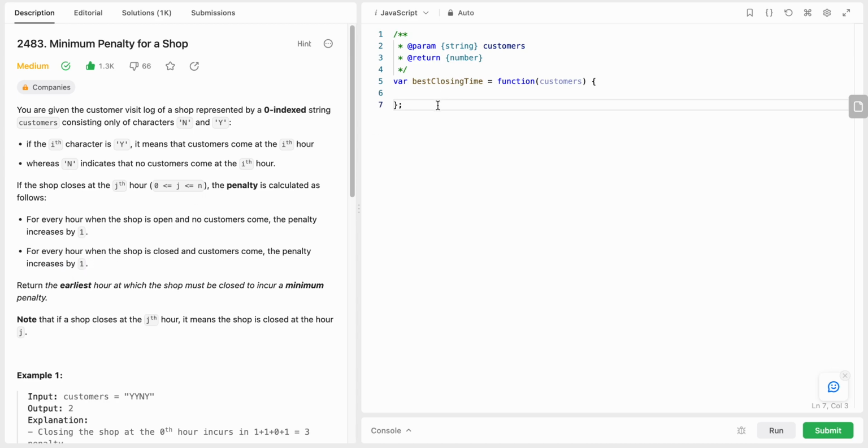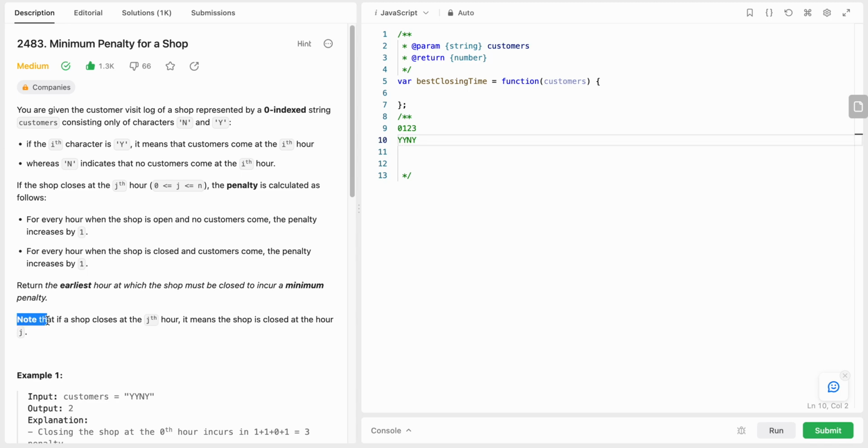Okay, so basically what does that mean? Let's look at this example over here and try to figure that out. Okay, so let's suppose I'm closing my shop at this hour. Okay, so at index 1, so this is 0 1 2 3, so I'm closing at index 1. We are also given that if the shop closes at jth hour, it means the shop is closed at the hour j. So if I'm closing at ith hour, then the shop is closed at hour I, which means that shop is closed for the rest of the hours including I equals to 1.